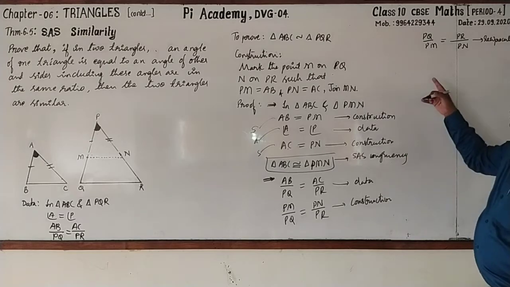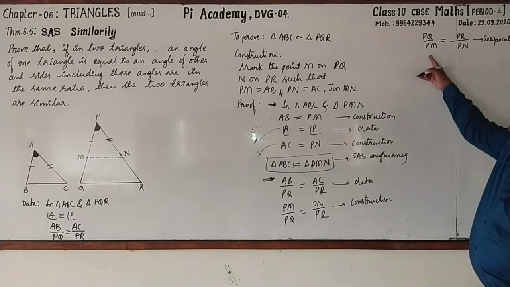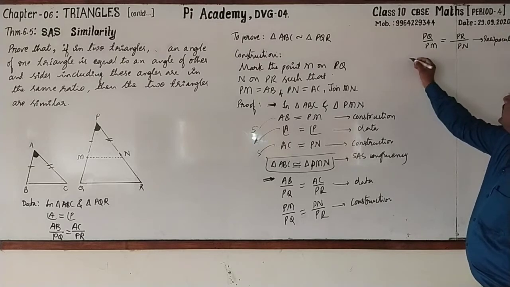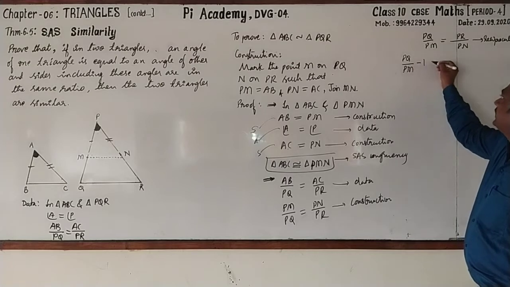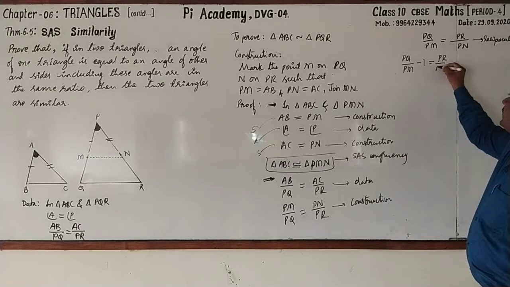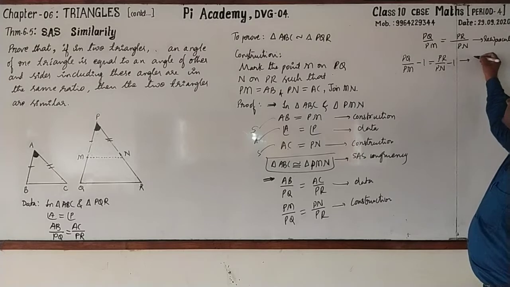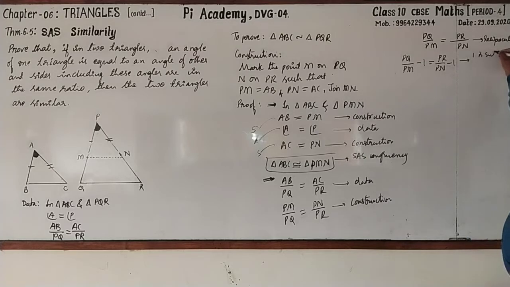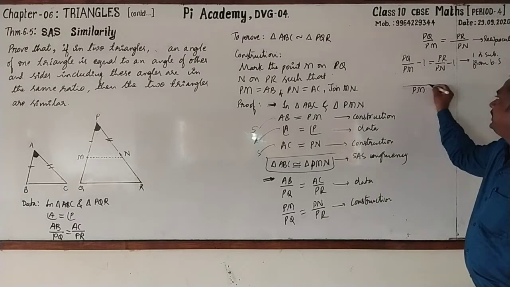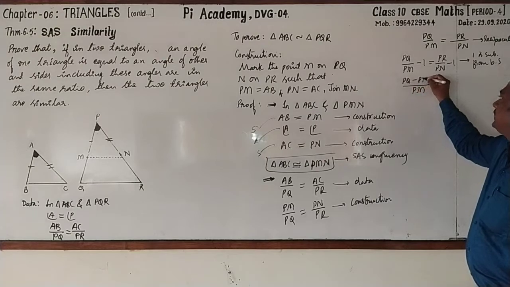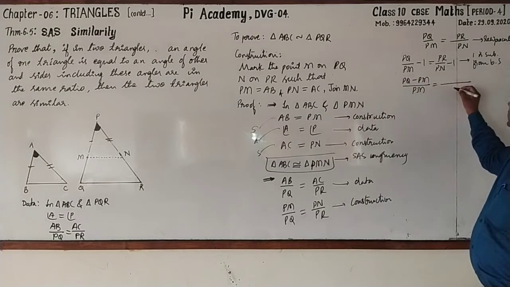Next, what should be done? We have to subtract 1 from both the sides. Let us subtract 1 from both sides. We can write PQ by PM minus 1 is equal to PR by PN minus 1. Then take LCM. LCM is PM, then this will be PQ minus PM. It is equal to, here LCM is PN, then PR minus PN.